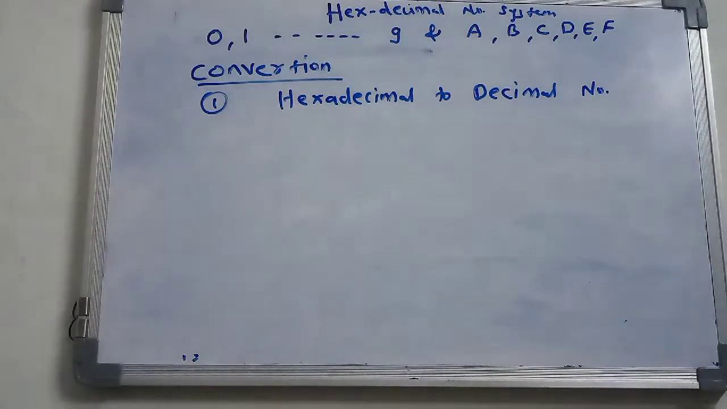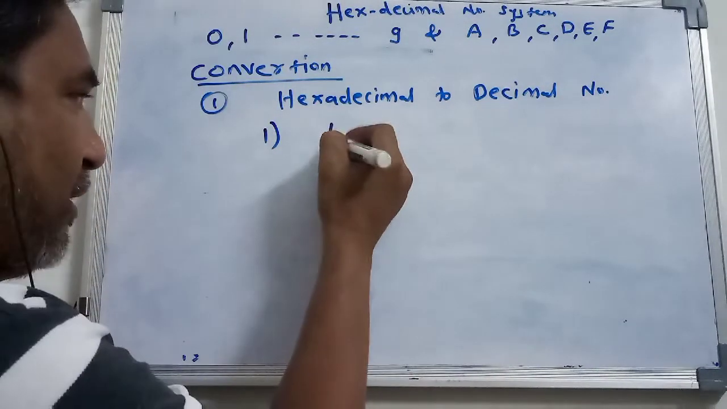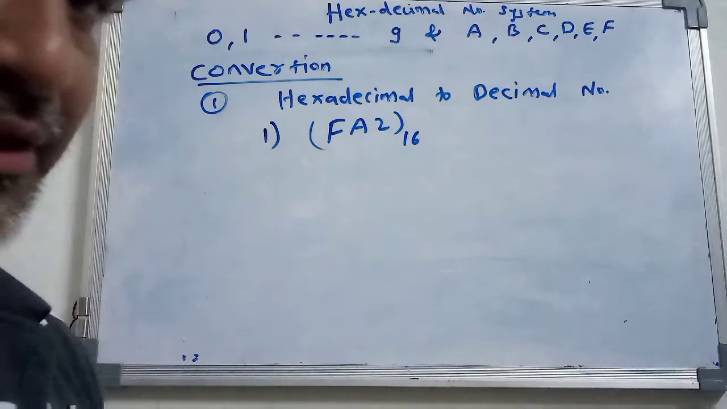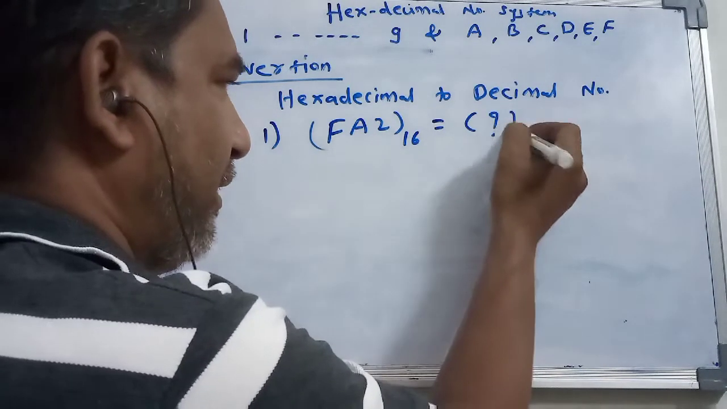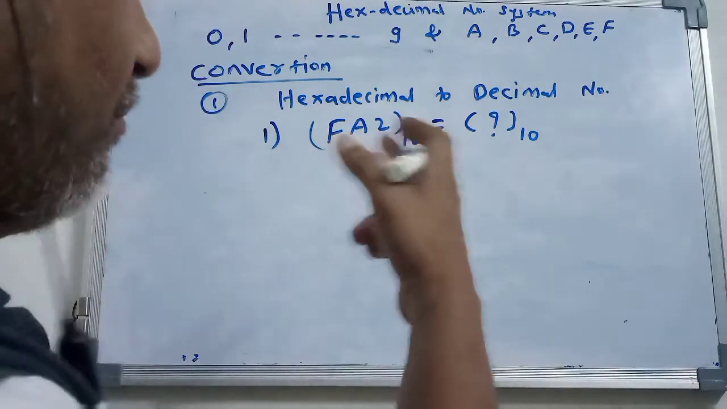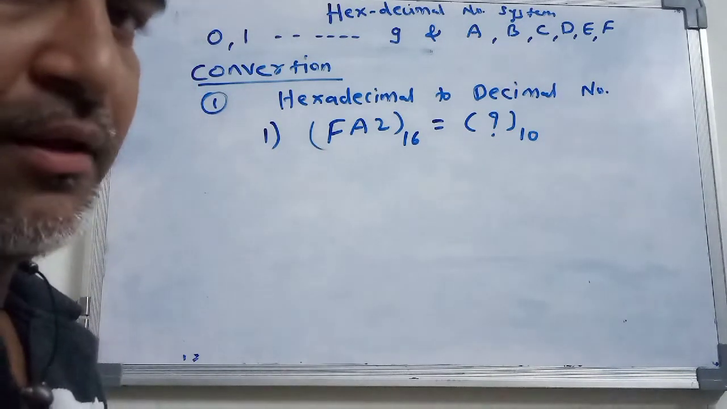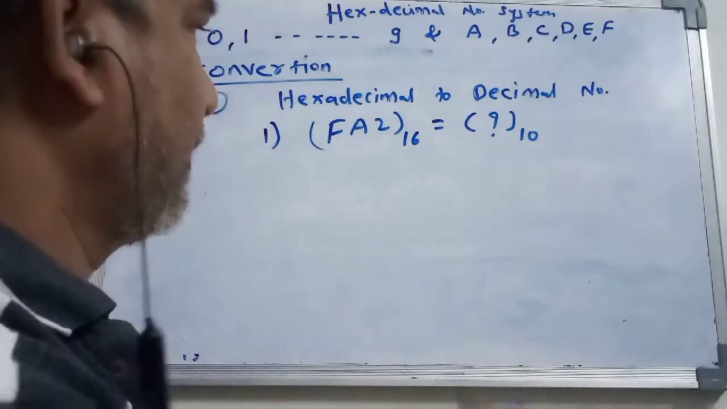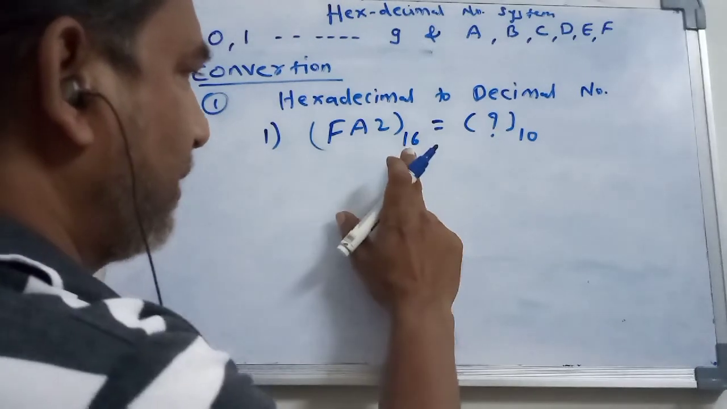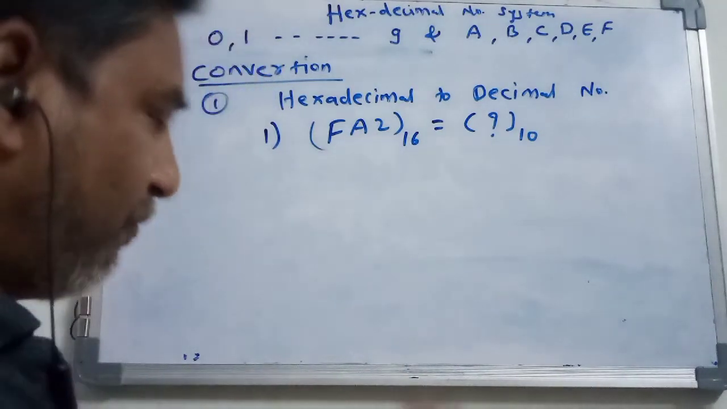Now for the conversion, we take only the first example. Suppose the number is FA2 with base 16, and you have to convert that number into a decimal number. This type of question comes in your examination, so be careful while solving it. The base given in the bracket shows that it is a hexadecimal number.